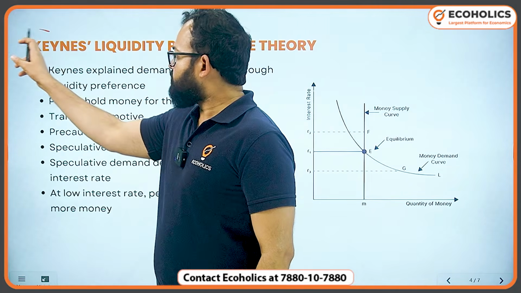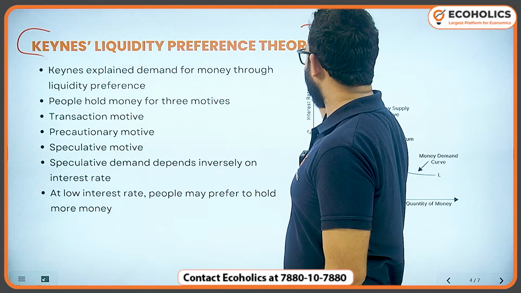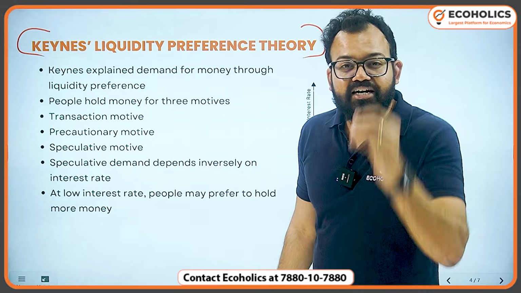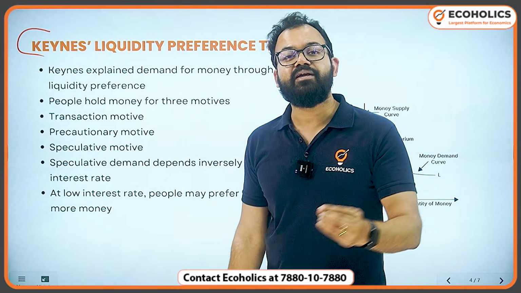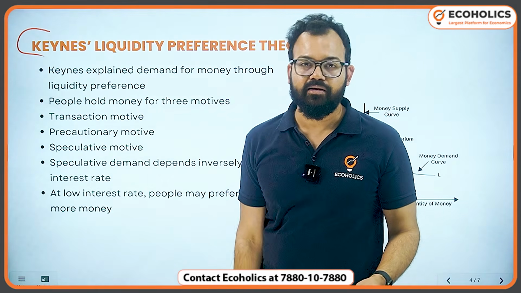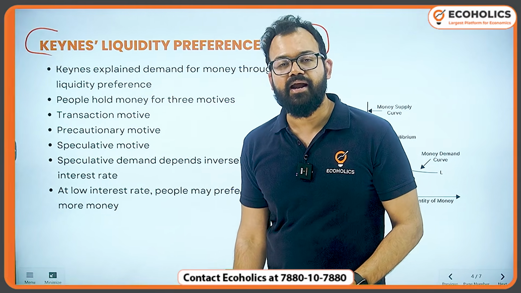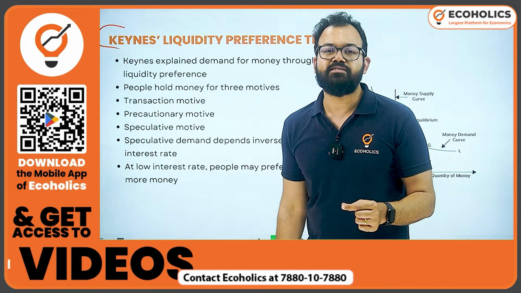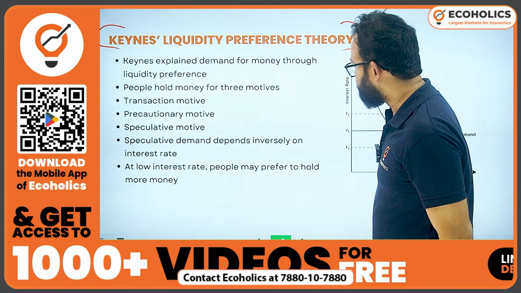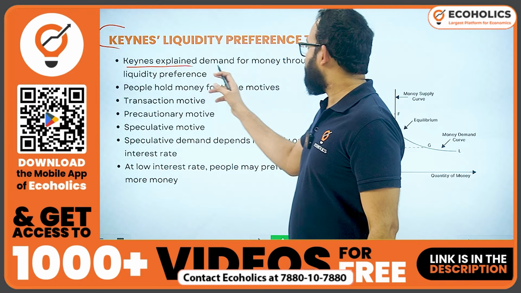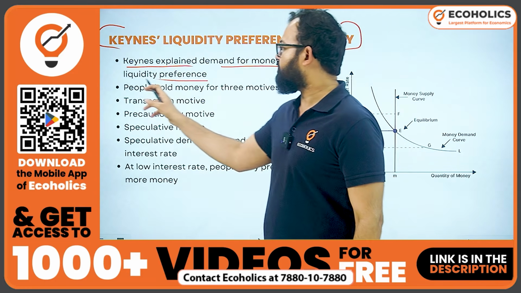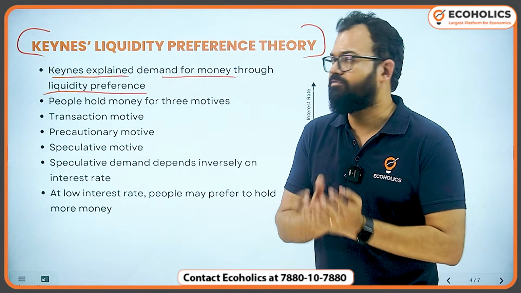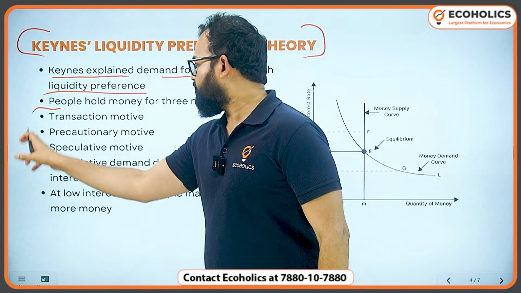Keynes's liquidity preference theory, very important. In the 1990s, Japan reduced the interest rate so low that people started preferring cash over depositing in the bank. That was the situation of a liquidity trap, when reducing the interest rate will not have any impact on the money supply. Okay, let's see here. Keynes explained demand for money through liquidity preference. It means how much money in a liquid form I am preferring. Okay, people hold money for 3 reasons.